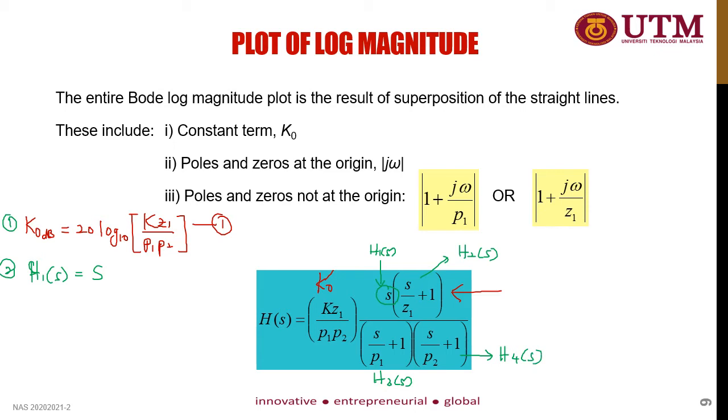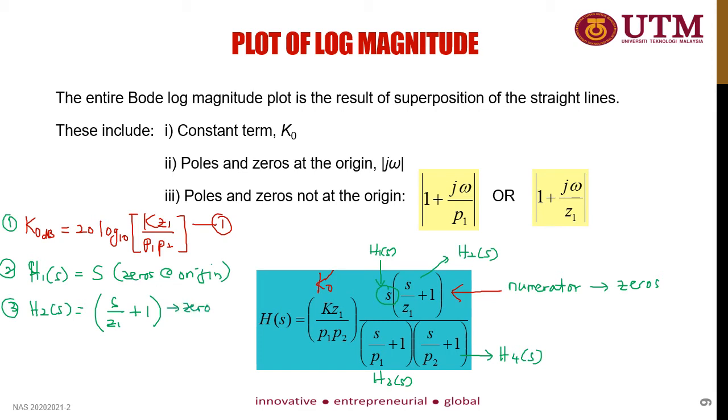Next, h1s, when you have s outside the bracket, this is called zeros at origin. All s on top is called zeros, either at origin or not at origin. If it is outside the bracket, you have zeros at origin. For the third component, you have h2s equal to s over z1 plus 1. Since it is numerator, it is zeros, not at origin, it is now at z1.